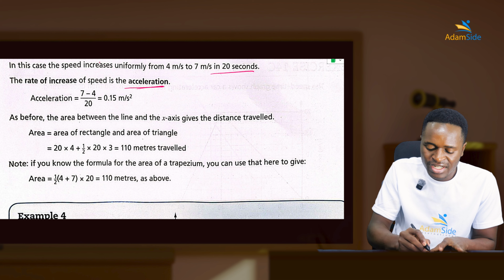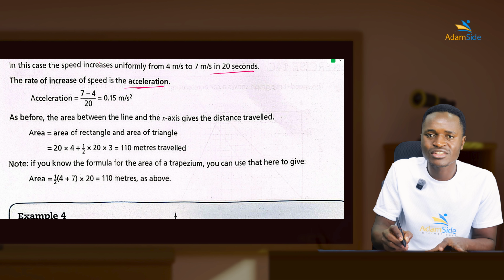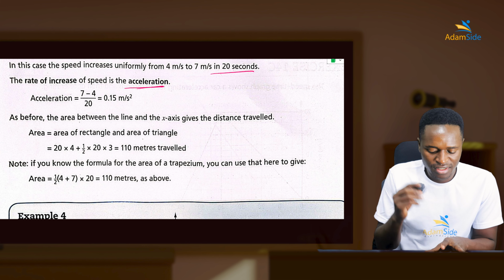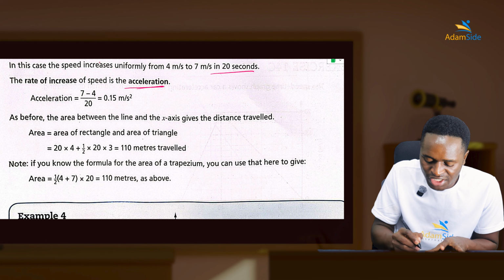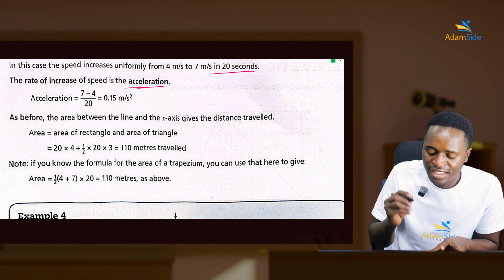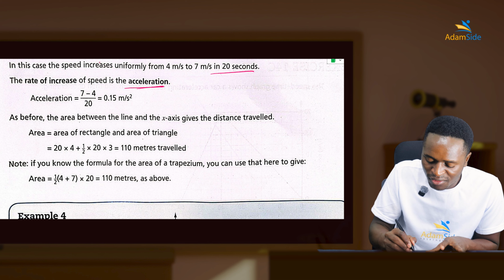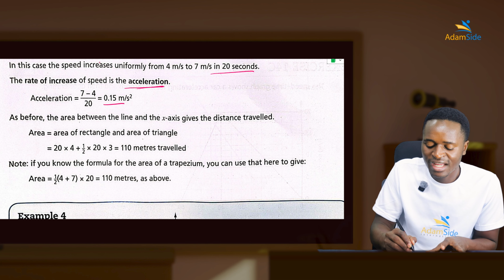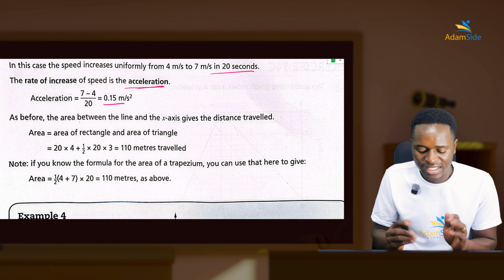So we say the rate of increase of speed is the acceleration, the rate at which speed changes per given time. You can as well say that. So you can say acceleration is final speed minus initial speed divided by the time taken. And you get your answer as 0.15 meters per second squared.